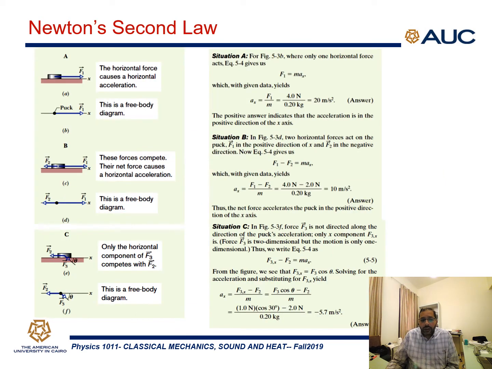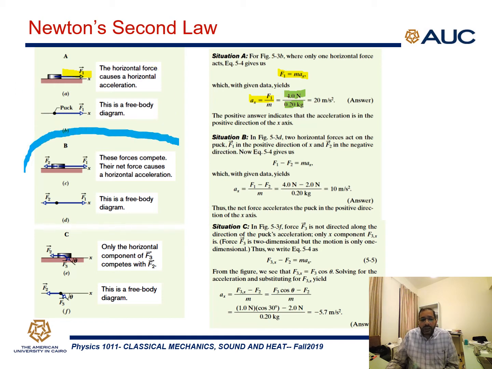Let's solve it together now, considering situation A. As you see, we have only one force, so we simply apply Newton's second law, which tells us that the force equals ma. Substituting in this equation, the acceleration along the x-axis equals the force divided by the mass. The force is given as 4 newtons, and the mass is 0.2, so simply the acceleration is 20 meters per second squared. Also, since the force is along the positive x-axis, the acceleration would be along the positive x-axis. So this is situation number 1.